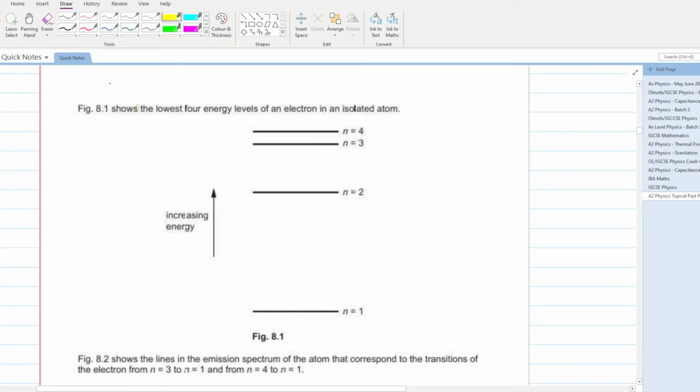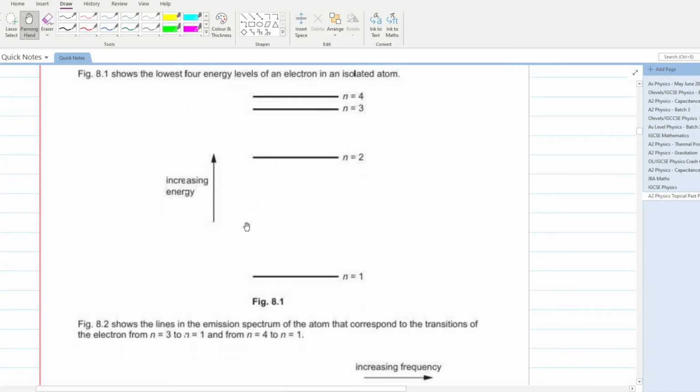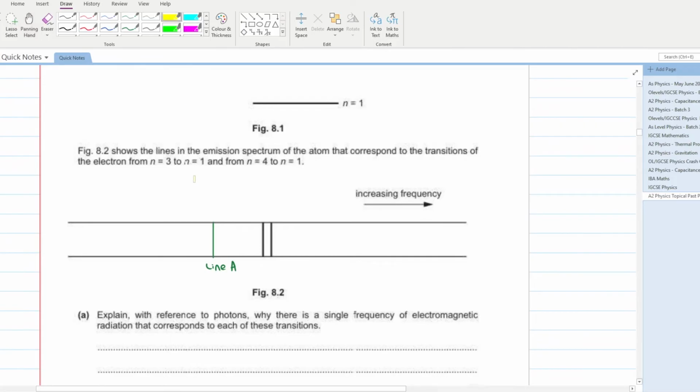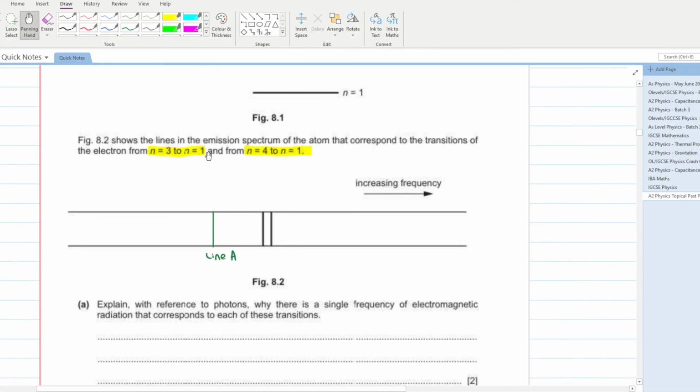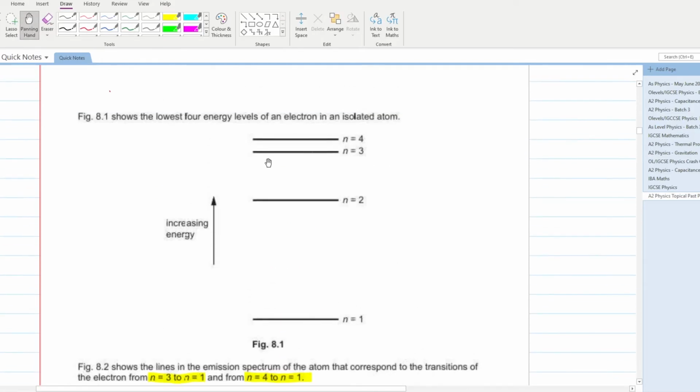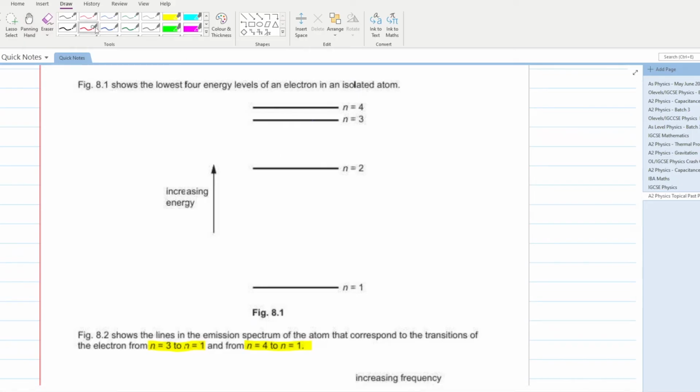Okay, so let's move on to this question. Figure 8.1 shows the lowest 4 energy levels of an electron in an isolated atom. So these are the 4 energy levels of an electron. Figure 8.2 shows the lines in the emission spectrum of the atom that corresponds to the transition of the electron from n equals 3 to n equals 1 and from n equals 4 to n equals 1. So basically these two lines are the emission spectrum. And how was this formed?